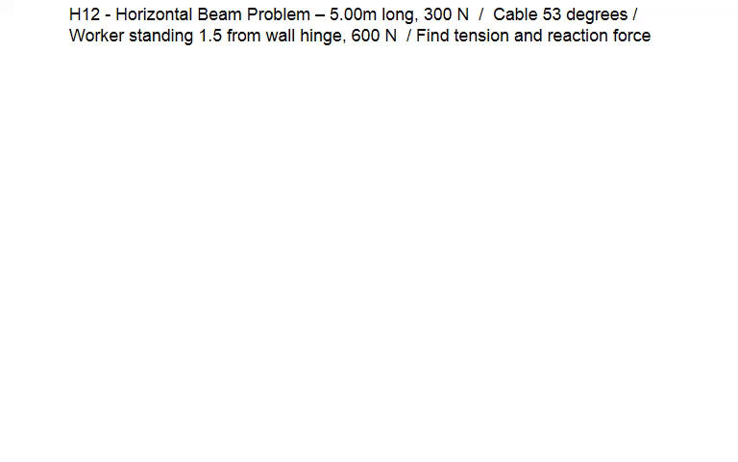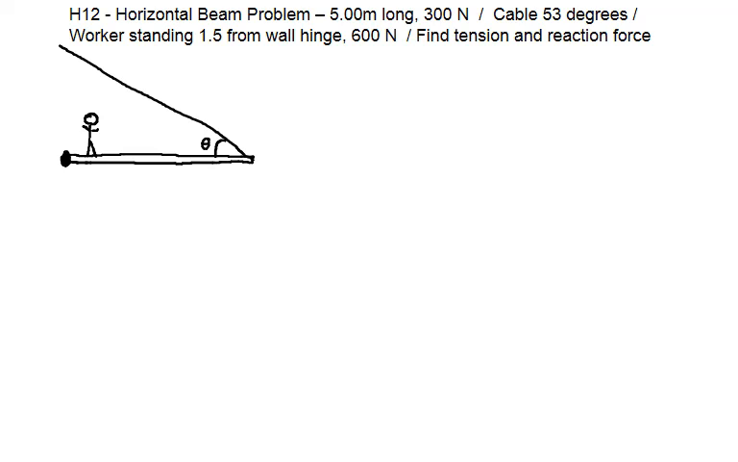We've got a beam that's 5 meters long. It's 300 newtons, and the cable's at 53 degrees. And there's a worker standing 1.5 meters from the wall hinge. So just like we saw in that picture, this is a similar situation where this is being held up by a wire, and it's a static situation, but it's at an angle. If you notice in the last picture, it was at an angle. This is 53 degrees here.